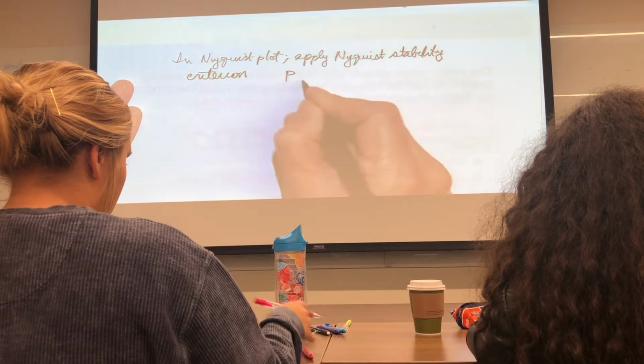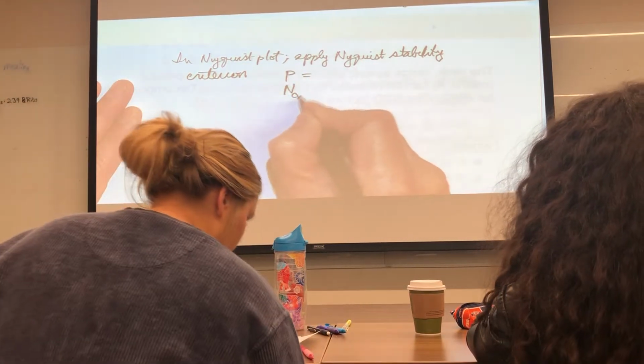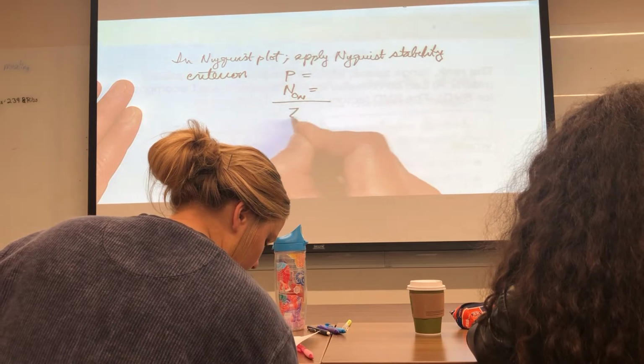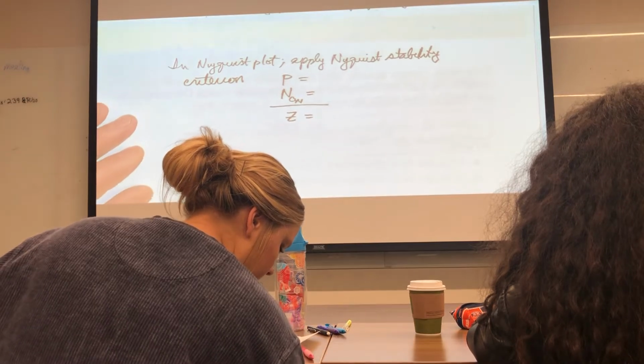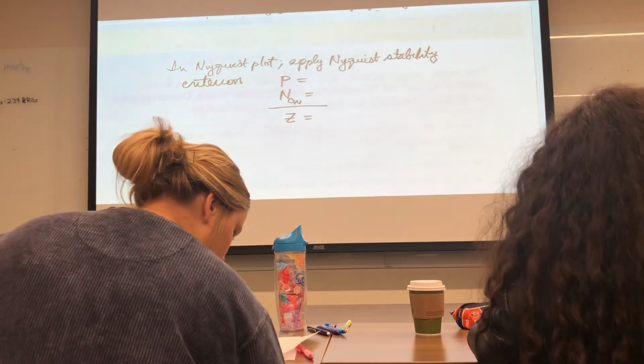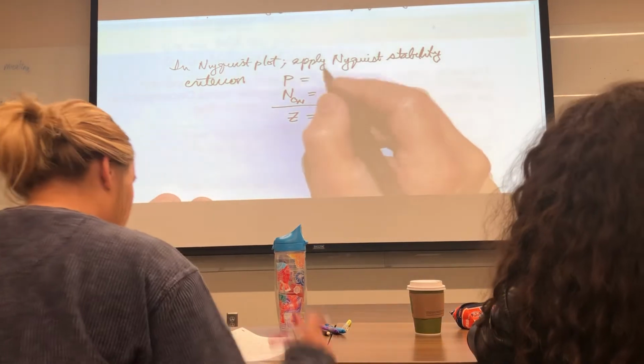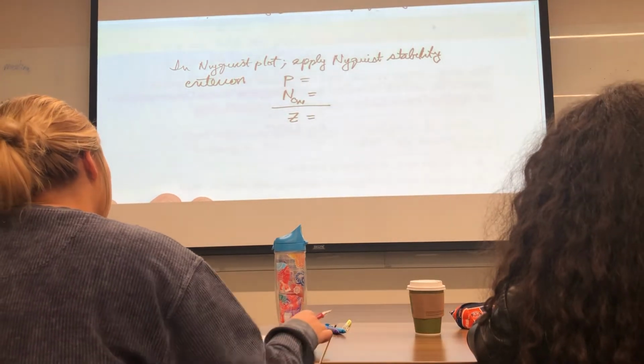So I have to do what? P, n clockwise, add them up to get z. Okay. What is P? P is the number of poles, open loop poles in the right half plane.